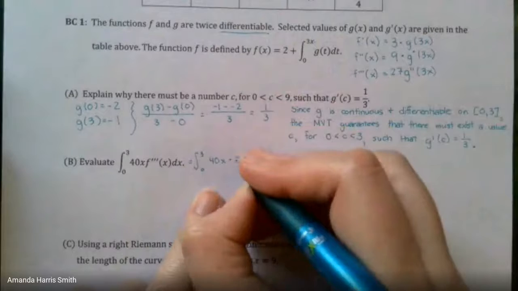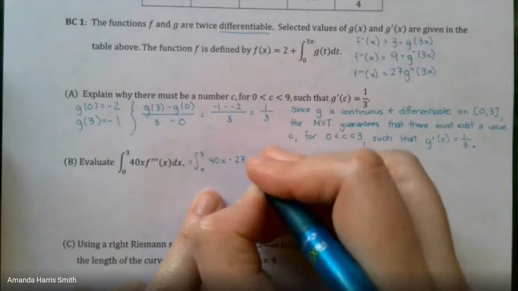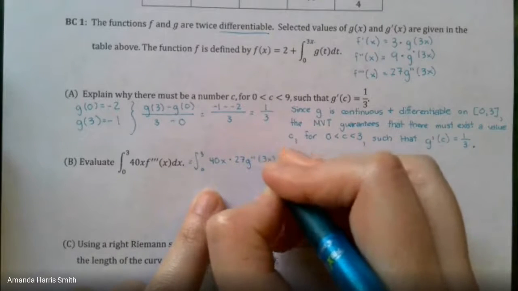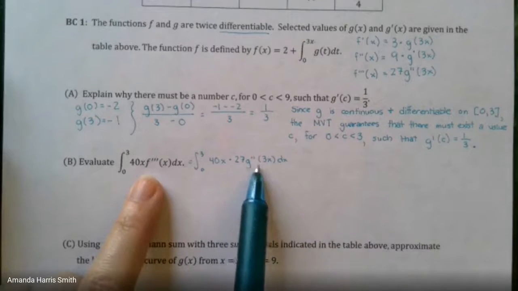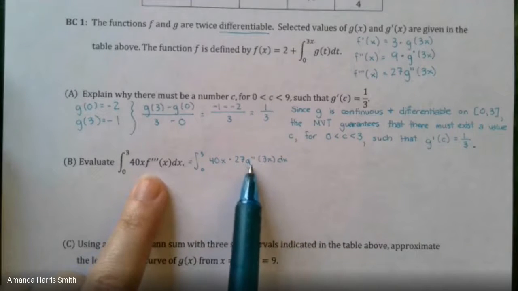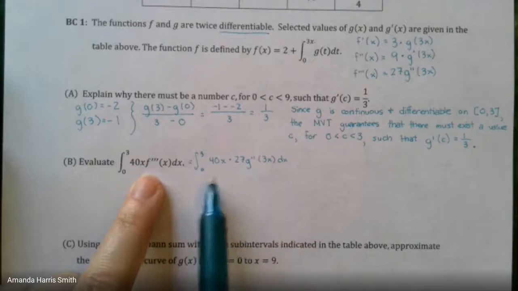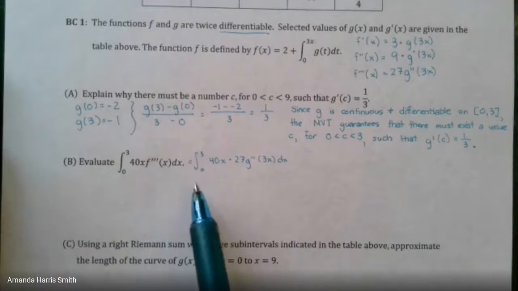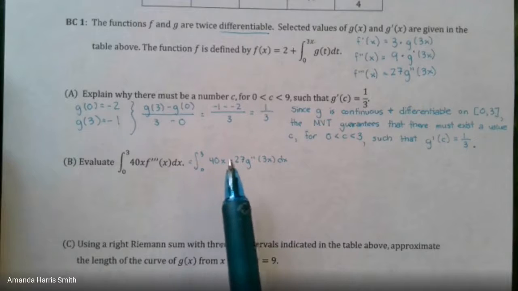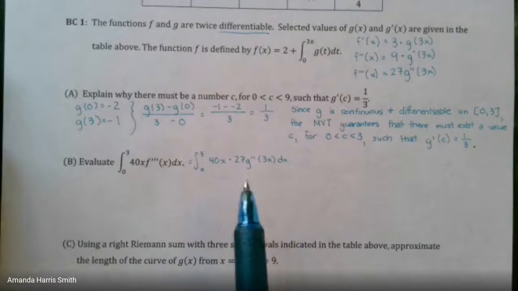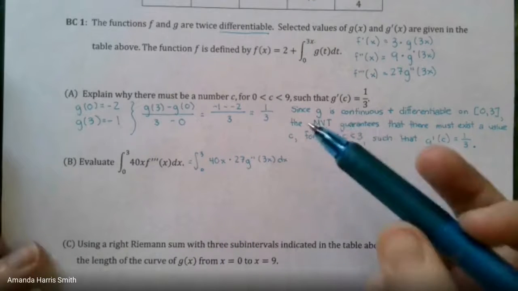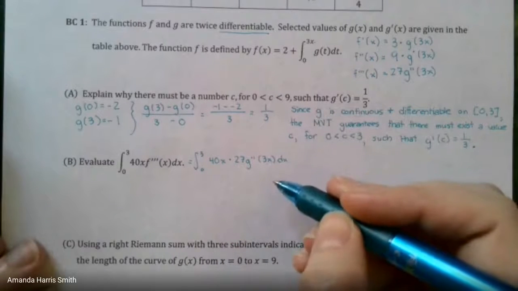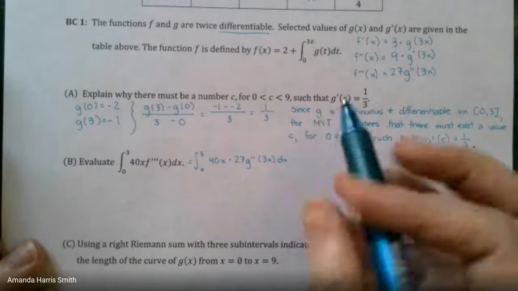So 27 g double prime of 3x. I'm just taking that g expression with the 27 and sticking it in place of this f triple prime. I will say that this is not the only way to work this problem. In fact, the key that the author of this problem wrote did it a little bit differently, but this is what makes sense in my head, so I'm going to go with it. And it works. I double checked it.